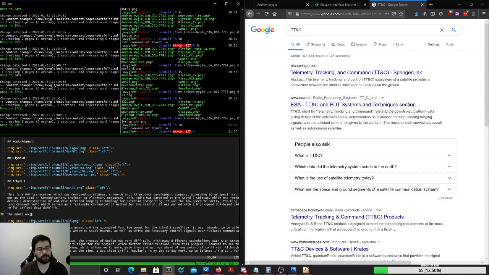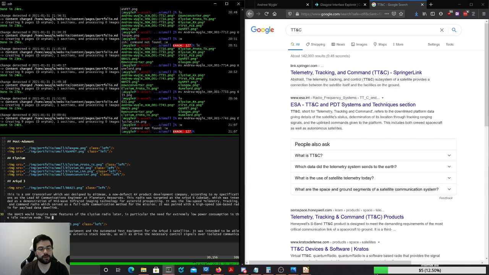The BB425 would inspire some features of the Elysium radio later. In particular, the need for extremely low power consumption in the idle receive mode. The Elysium radio consumed an order of magnitude less power than the BB425 in that mode, 25 milliwatts as compared to 250 milliwatts.